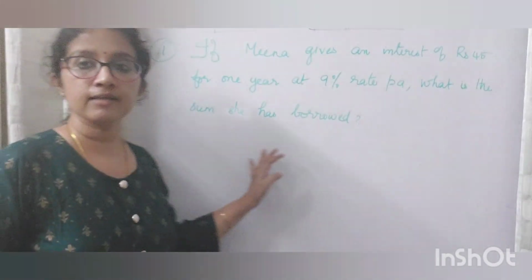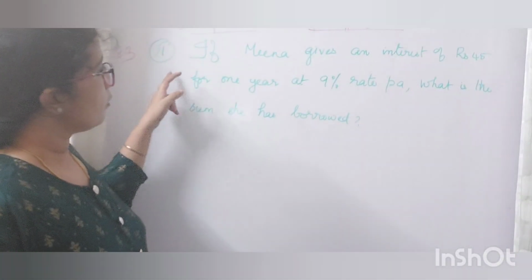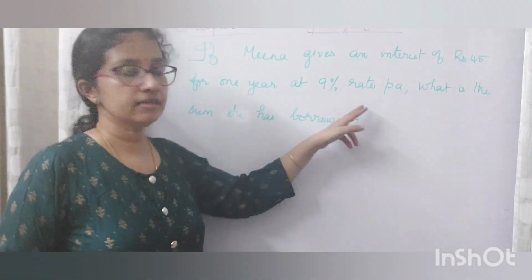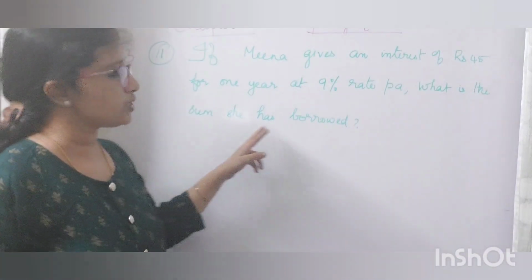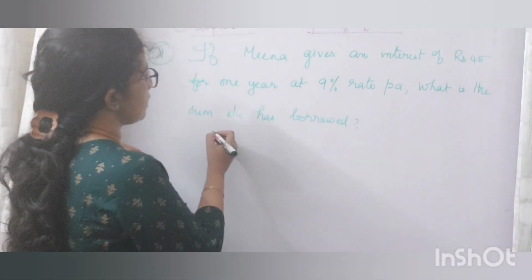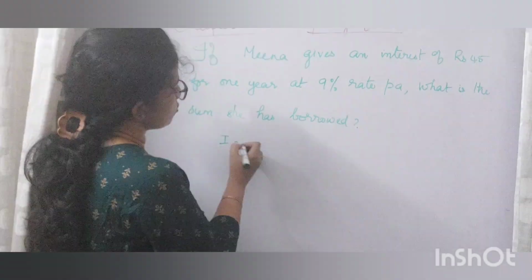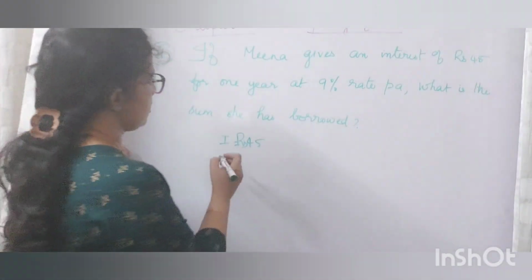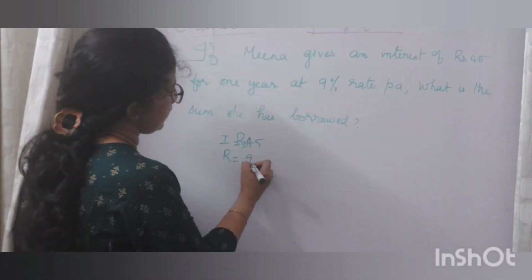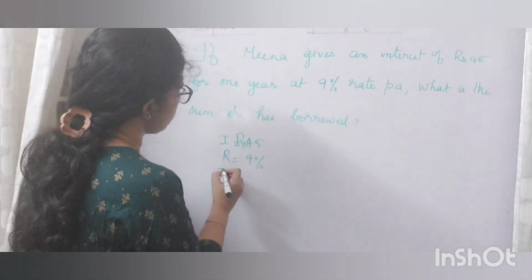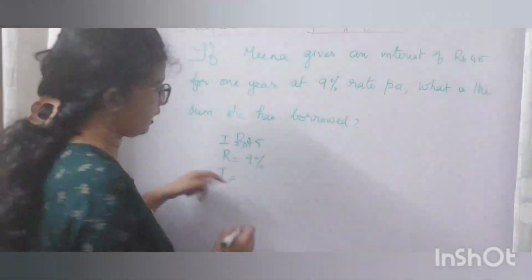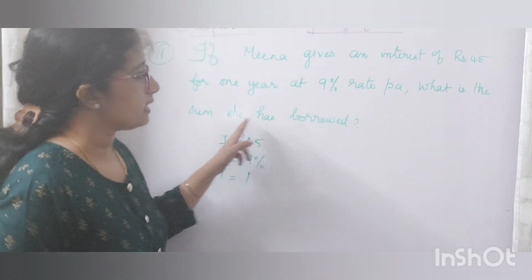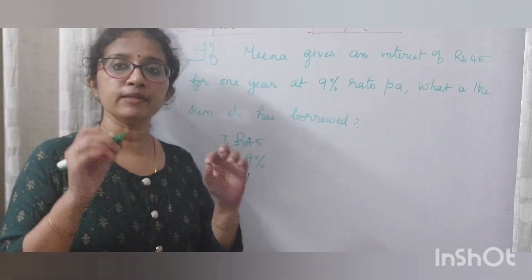Now let's move on to the last question of this chapter. Okay, if Meena gives an interest of rupees 45 for 1 year at 9% rate per annum, what is the sum that she has borrowed? So what are the data which we have here? Interest is equal to 45 rupees and rate is equal to 9 percentage. Okay, and what is the time? For 1 year they have given. So time is equal to 1. Okay, so what we have to find, what is the sum that she has borrowed? Okay, so we have to find the principal.